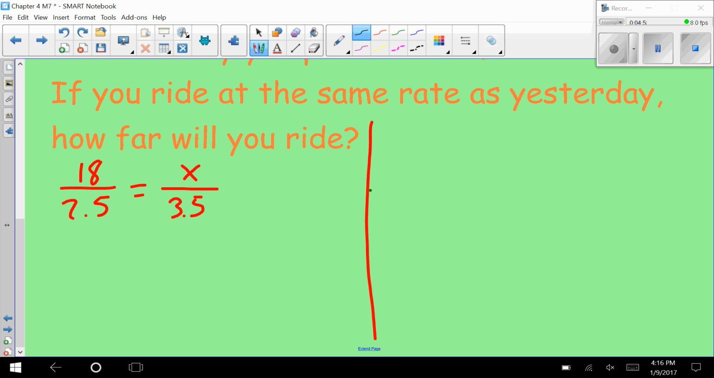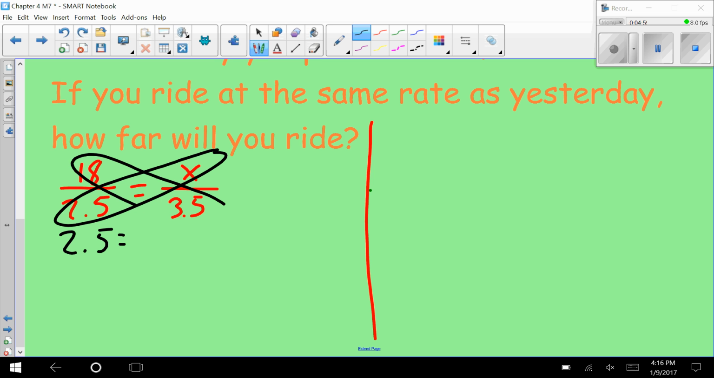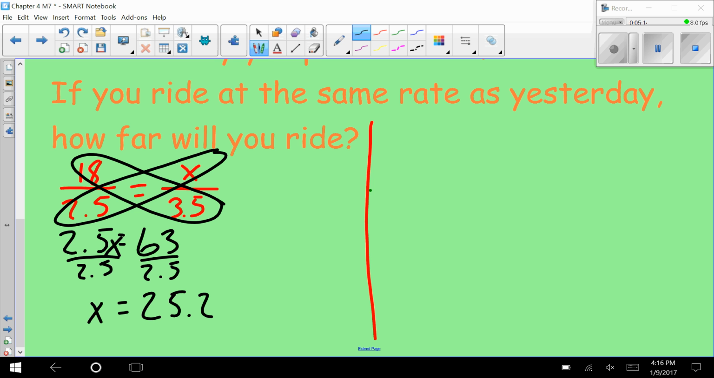Now we're going to cross multiply and divide. 2.5 times x equals 18 times 3.5, which is 63. Oops, I forgot my x there. Divide by 2.5, and I get x equals 25.2 miles.